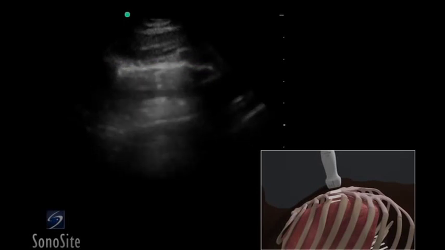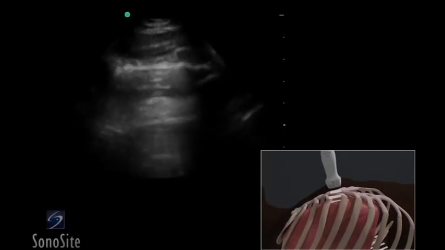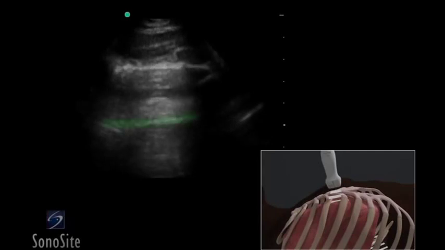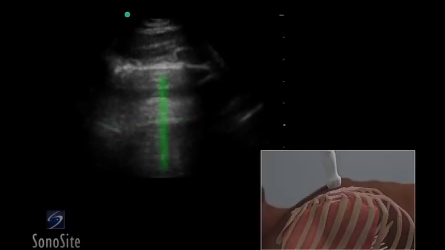The to and fro sliding movement of the visceral pleura against the parietal pleura with breathing generates the lung sliding sign. Evaluate the pleural movement for A-line and B-line reverberation artifacts.